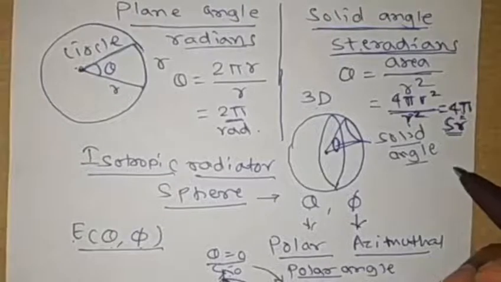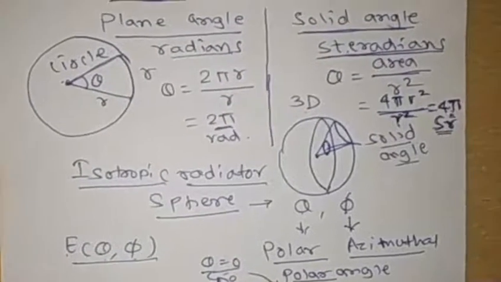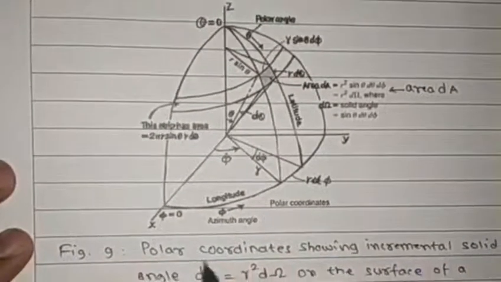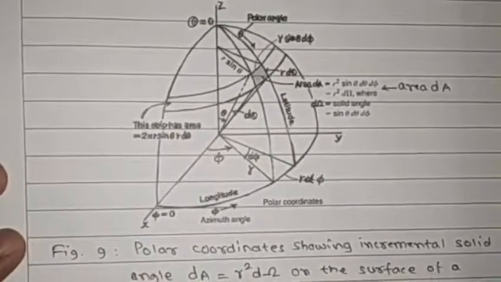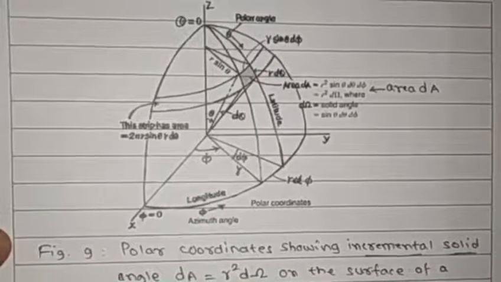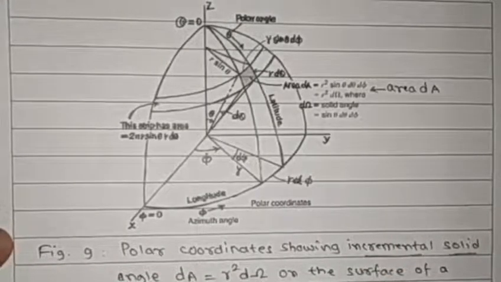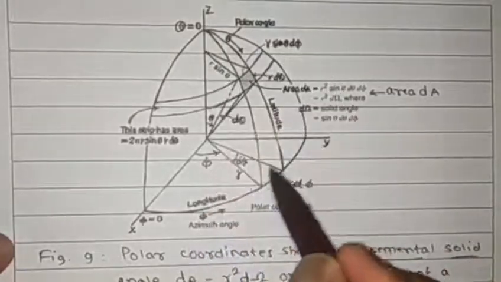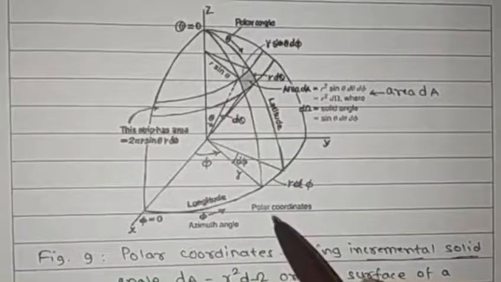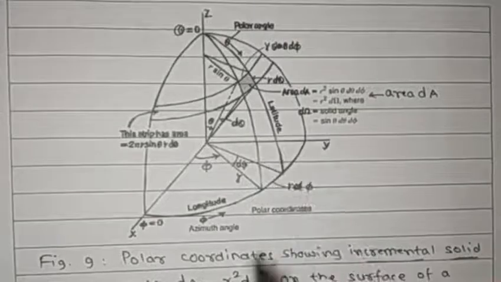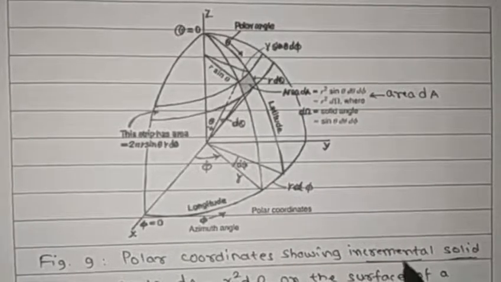Now, next, in order to understand the concept of solid angle, we need to understand this diagram representing polar coordinates showing incremental solid angle dA. This is an incremental solid angle. It's a small area covered on the surface of a sphere having a radius r. Since this entire diagram is drawn at once, there is a little confusion about how the diagram is developed. Once we understand the development of this diagram, we can easily understand the area dA, which is an incremental area.